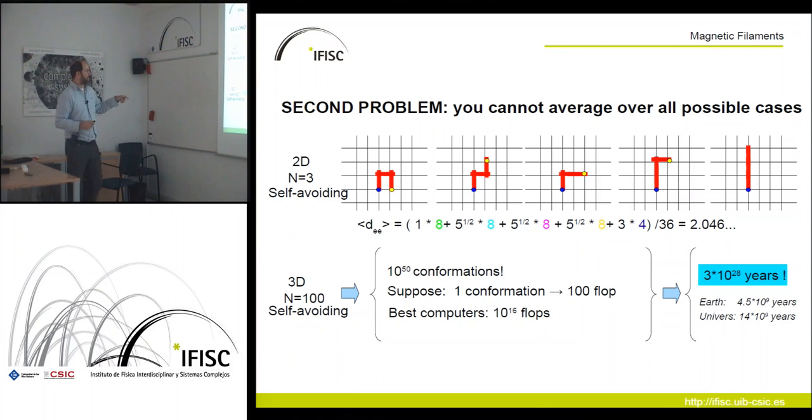But in the case you have a chain a little bit longer, just 100 monomers, in three dimensions, the number of conformations rises to 10 to the 15. And just to give you a rough idea of what that means, suppose that for creating one of these conformations you need 100 flops, and assuming the best computers to be of the order of 10 to the 16 flops, that will mean that you will need of the order of 10 to the 28 years.